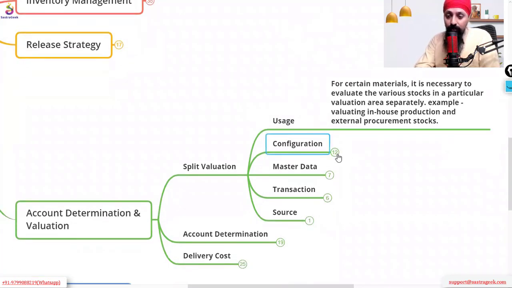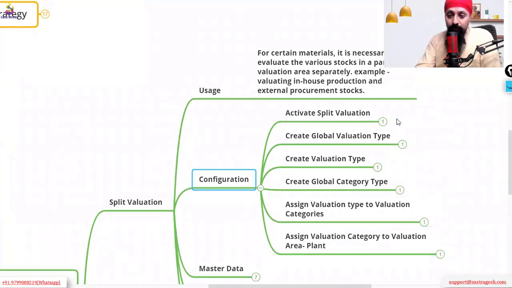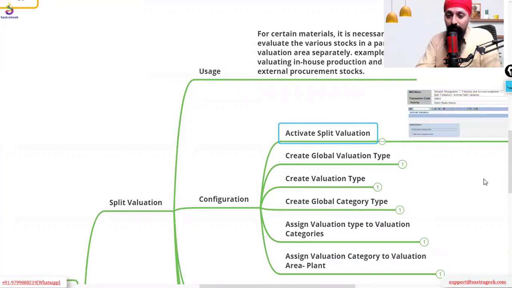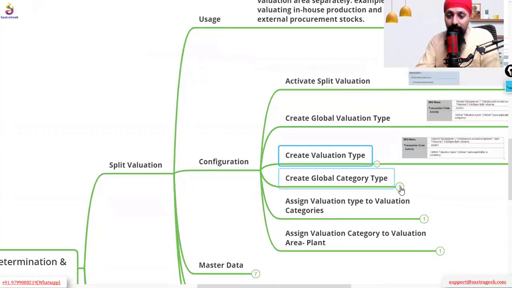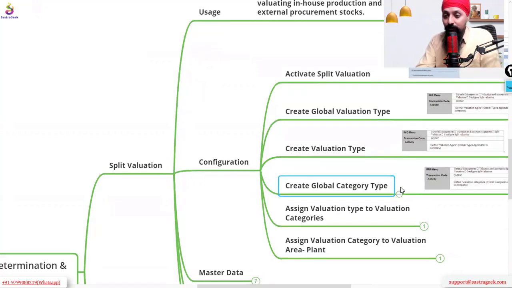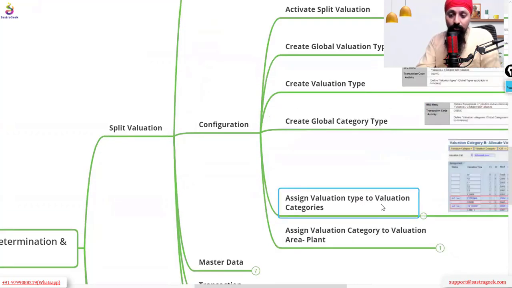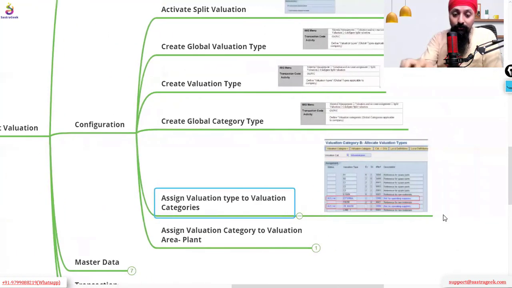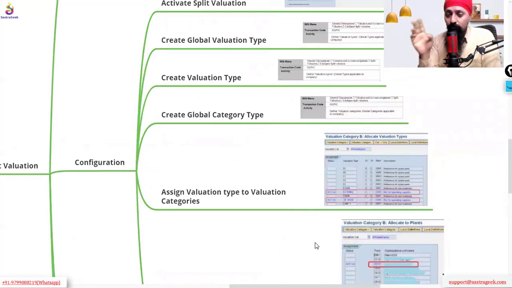So what configurations are required? It goes deep into the configuration that you need to go to and first activate the split valuation, with all the screenshots I have mentioned here. Then you need to create the global valuation type. Then you need to create the valuation type, and then the global category type you need to create. All the paths have been given here. Then the valuation type to valuation category assignment you need to do. And then finally the valuation category to valuation plant assignment you need to do. So one thing is very common, the valuation types and valuation categories.